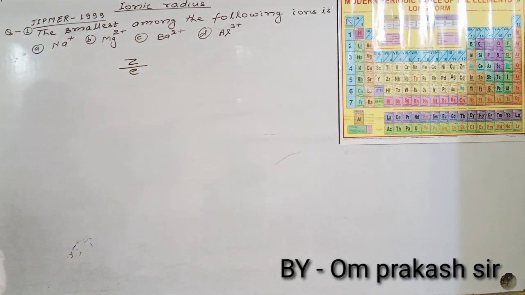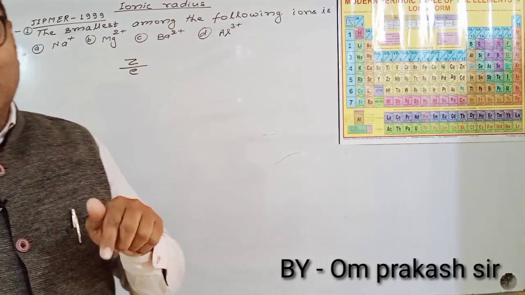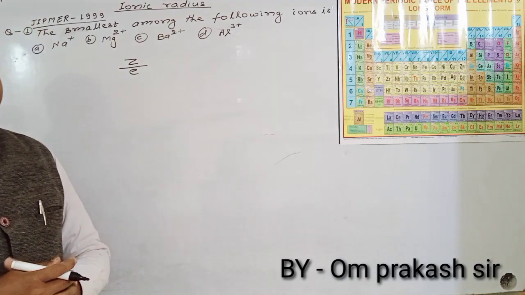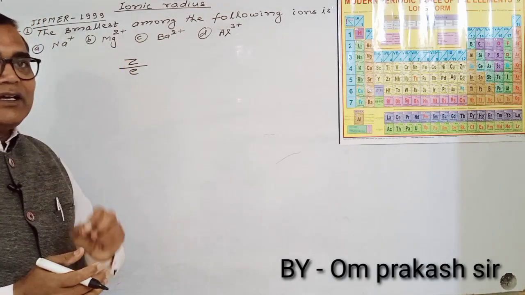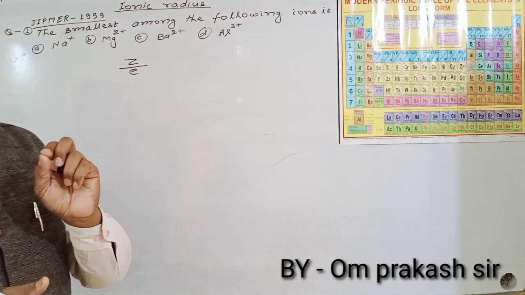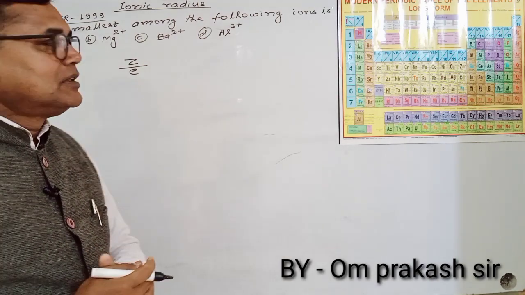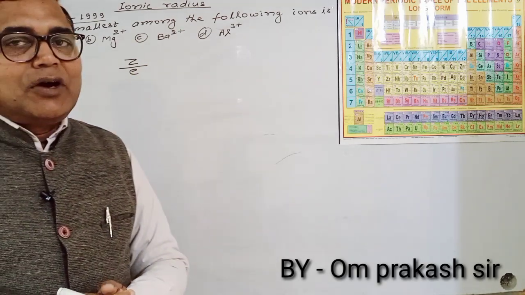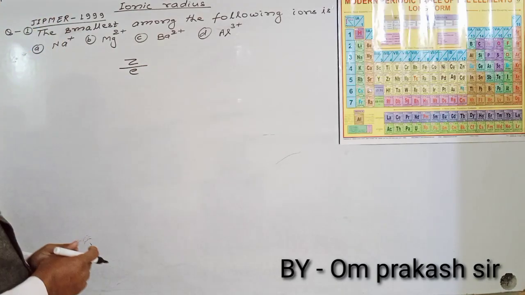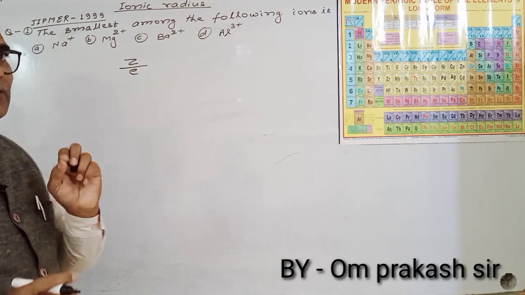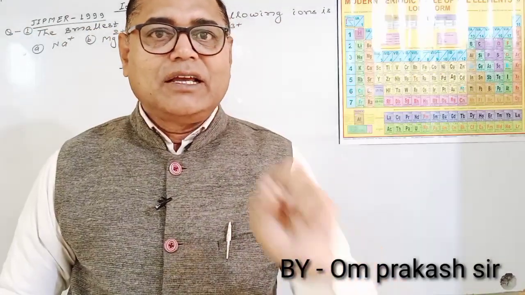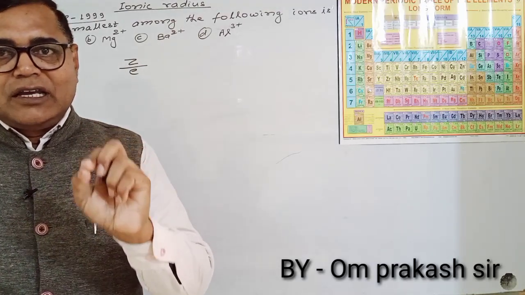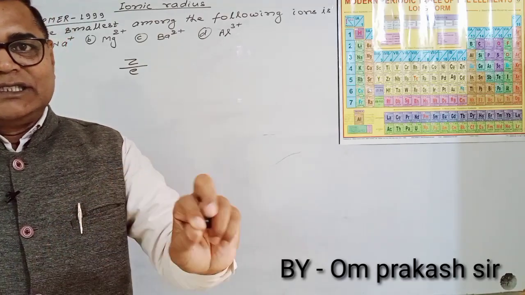First of all, we calculate Z upon E value of sodium ion. What is Z and what is E? Z is effective atomic nuclear charge. E is number of electrons. This formula indicates per electron effective nuclear charge. Z upon E is called per electron effective nuclear charge.